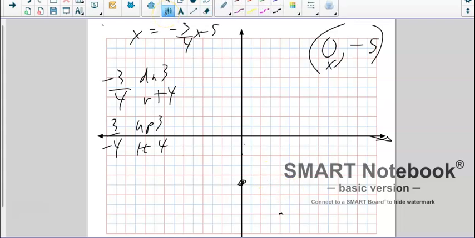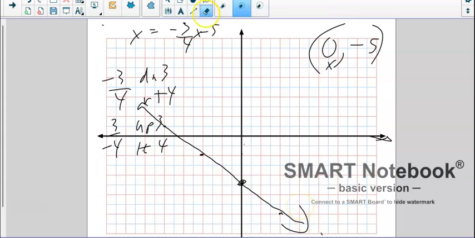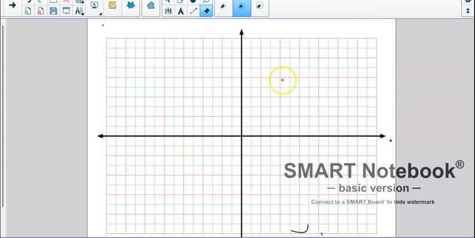So again, now you can see here, I can't go down 3. I'm off the paper, but I can go up 3 and left 4. And that is the same line. I even have one there if I needed it. And there's my line, going clearly downhill. Okay.